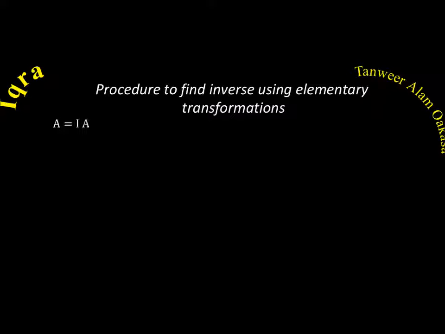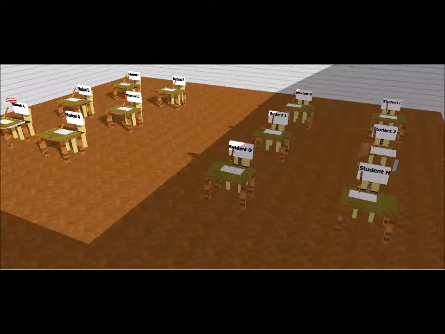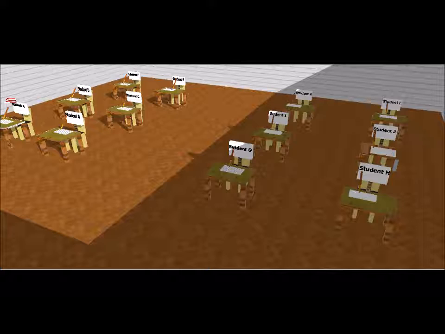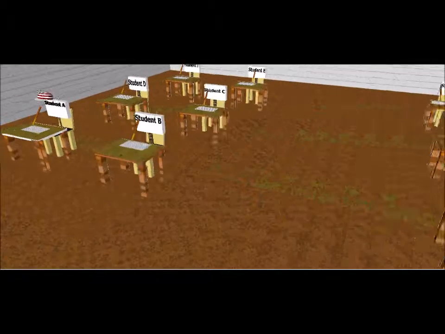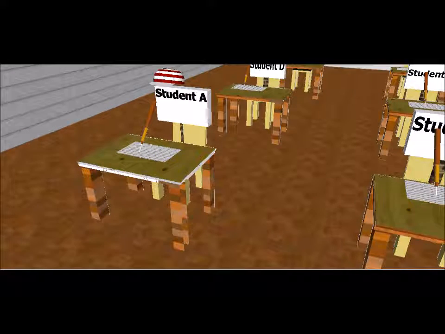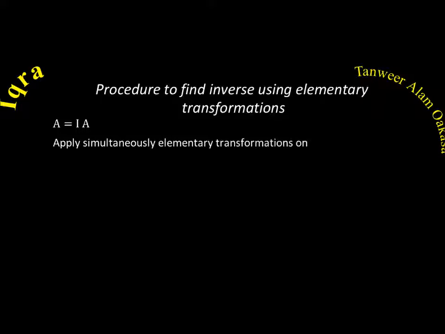Okay, now see the procedure to find inverse using elementary transformations. See the method for this. First I write A is equal to I into A. Can I write A is equal to I into A? Yes, student B. Student A: Sir, if I multiply identity matrix with any matrix, the matrix remains same, so I can write A is equal to I into A. Okay.